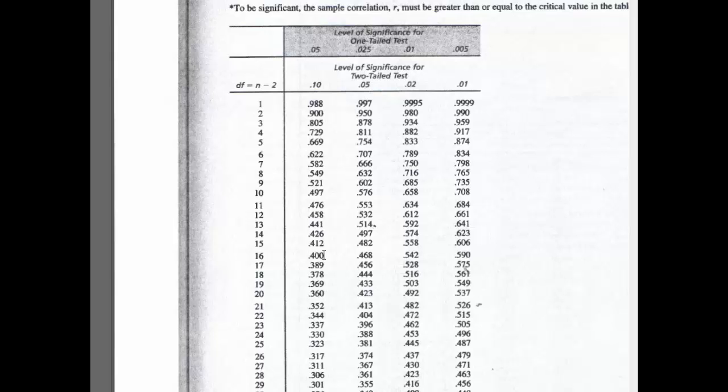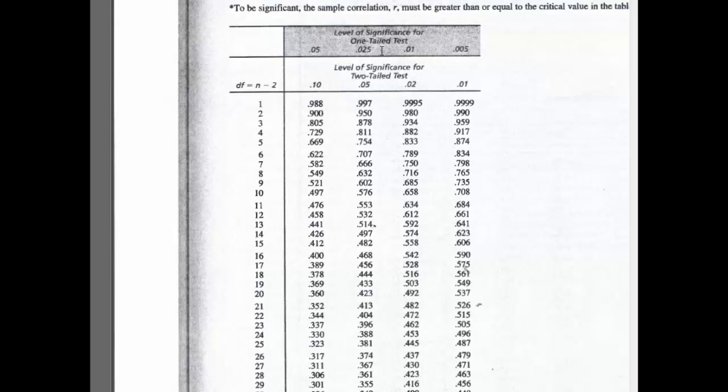If we had a two-tailed hypothesis test with an alpha level of 0.05 and degrees of freedom 16, meaning that we have 18 people in the study, 18 minus 2 is 16. Two-tailed test, 0.05, 16, right here, the critical value would be 0.468. So just like it's always been, when you have a two-tailed test, your critical value is going to be larger. Although the table does it for you, it is essentially splitting that alpha level.